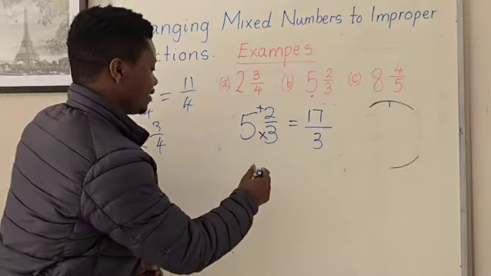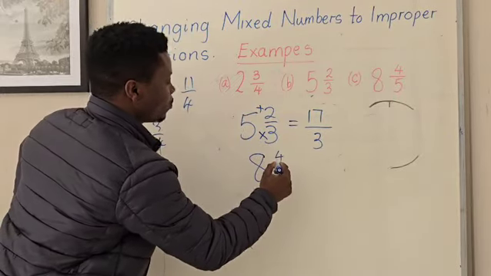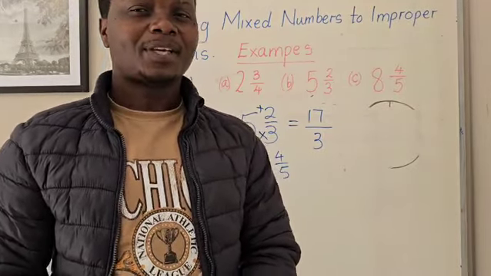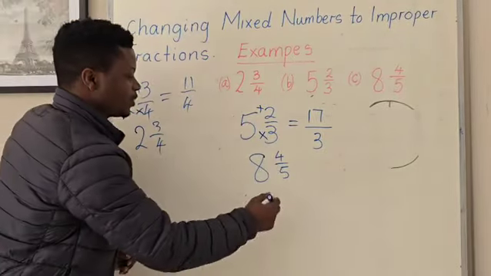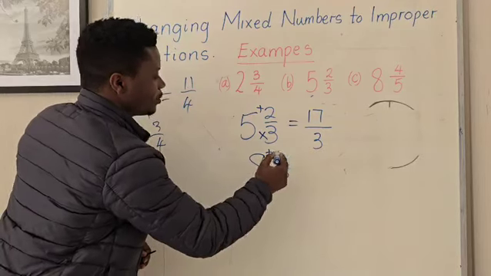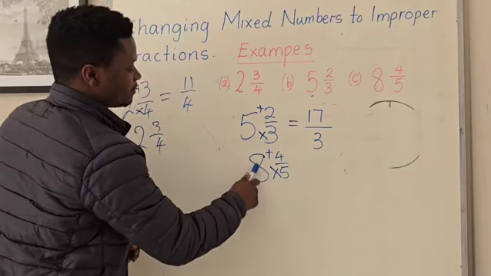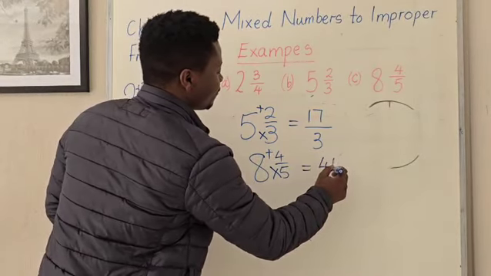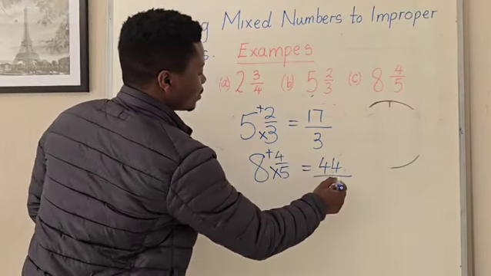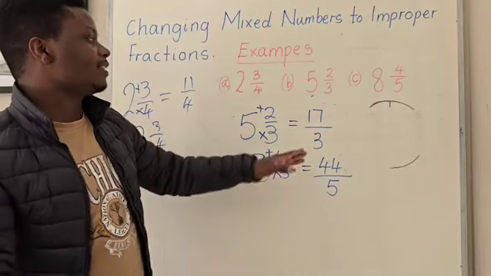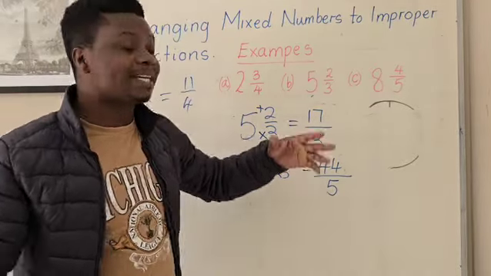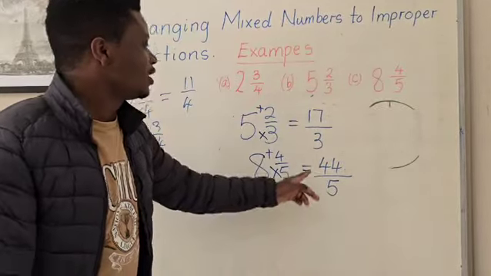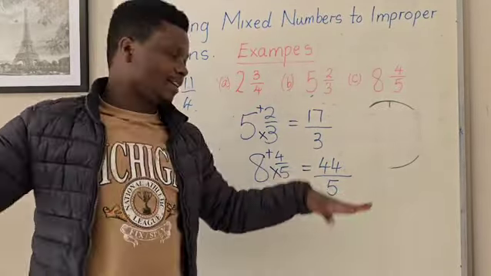How about if I have 8 and 4 over 5? Would you want to try that for me? Okay, of course I'm sure you said you're going to multiply, then you're going to add. 5 times 8, that's 40. 40 plus 4, we get 44 over our same denominator, 5. And you can see in the numbers that we have, the numerator is bigger than the denominator. That's an improper fraction.